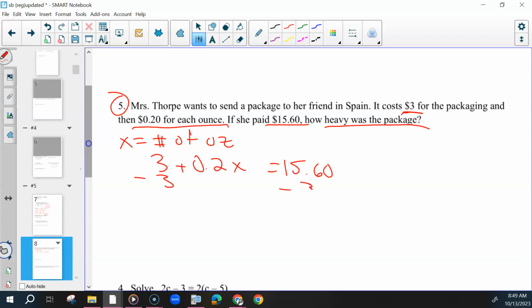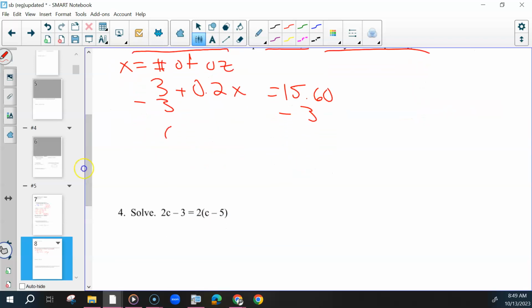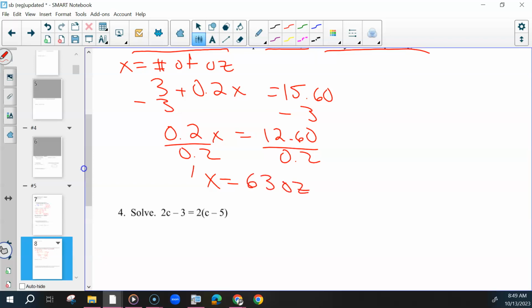Subtract 3 on both sides. And divide both sides by 0.2. Someone tell me what that would be? 60. 60. That will be all wrong. So make sure you are defining the variable, set up the equation, solved it, got the answer, and put the label. Any missing pieces will get you down points. Questions on that one?